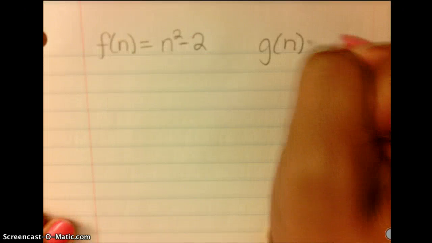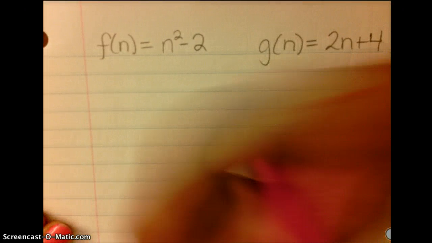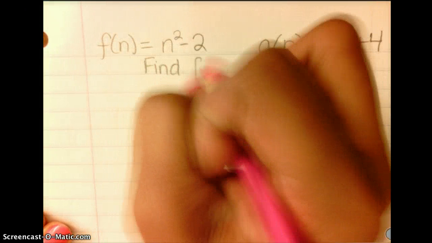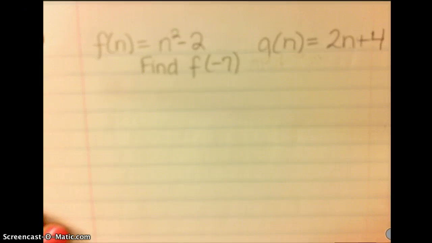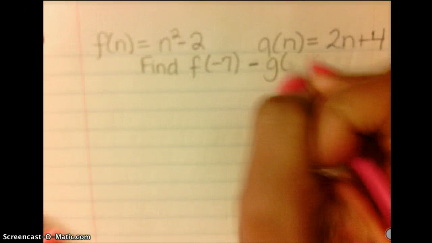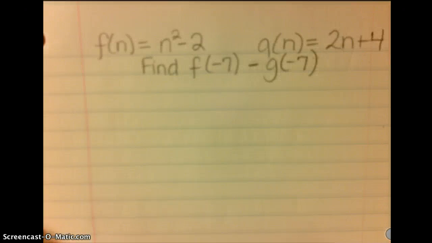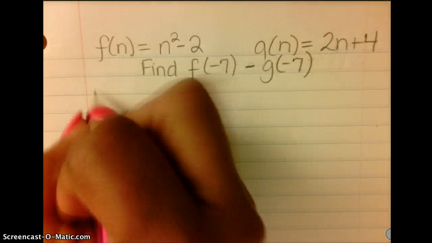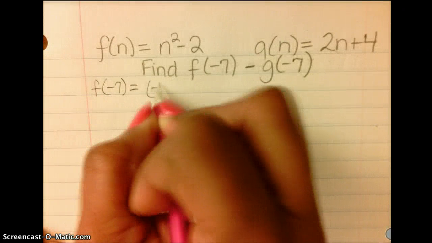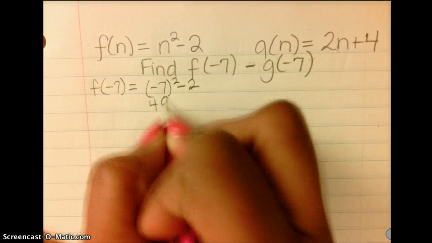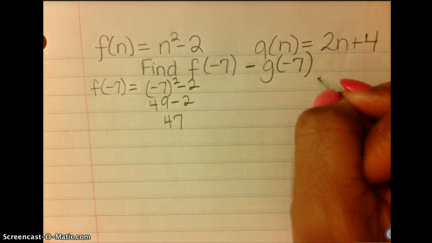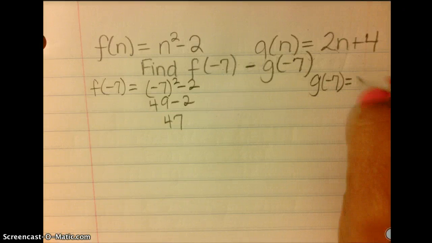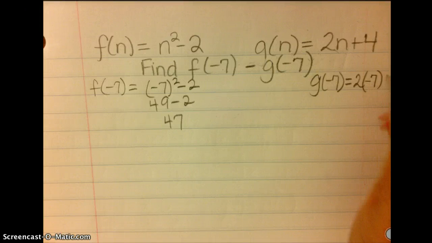G of n equals 2n plus 4. Okay, the direction says to find f of negative 7 and, no, not n. Find f of negative 7 minus g of negative 7. Okay, so what we do here is we first evaluate f of negative 7. So f of negative 7 equals negative 7 squared minus 2. 49 minus 2, which is 47. Then we're going to evaluate g of negative 7. Right, so g of negative 7 is equal to 2 times negative 7 plus 4. Negative 14 plus 4, which is negative 10.